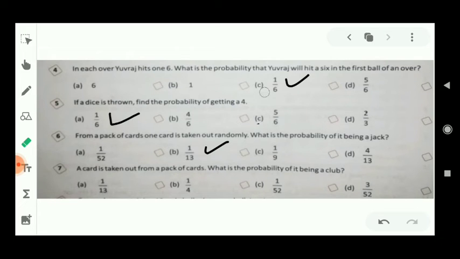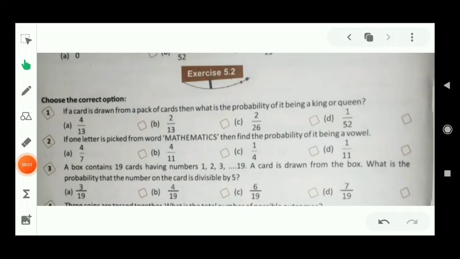So which option will be right for this question? Option number B. That means 1 upon 4. So let's see exercise number 5.2. Question number 1 is, if a card is drawn from a pack of cards, as I told you in the previous question, the total number of cards is 52. So total possible outcomes will be 52. What is the probability of it being a king or a queen?